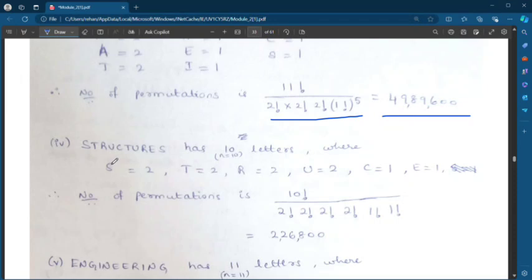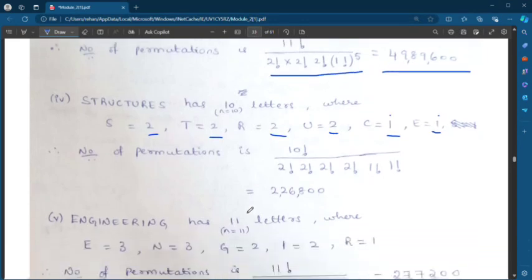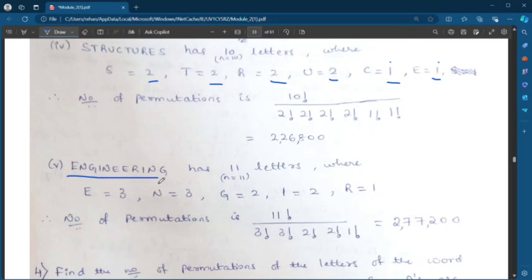Same way in structure, 1, 2, 3, 4, 5, 6, 7, 8, 9, 10, 11. There are 10 letters here. In that, how many times are letters repeated? See, 2, 2, 2: R 2 times, U 2 times, then C 1 time and E 1 time. So what will be the answer? 10 factorial divided by 2 factorial into 2 factorial into 2 factorial into 2 factorial and then 1 factorial. Answer. Then same way in engineering.